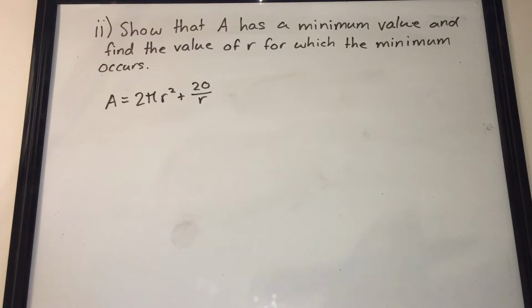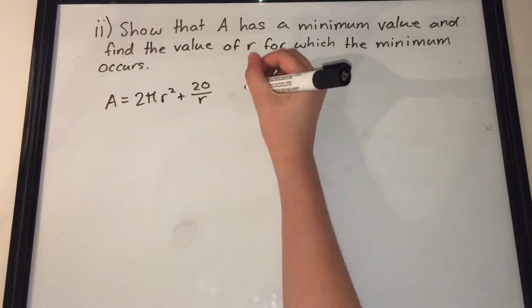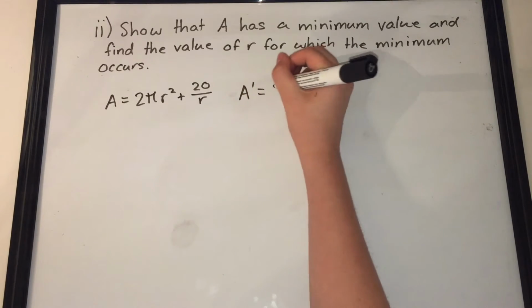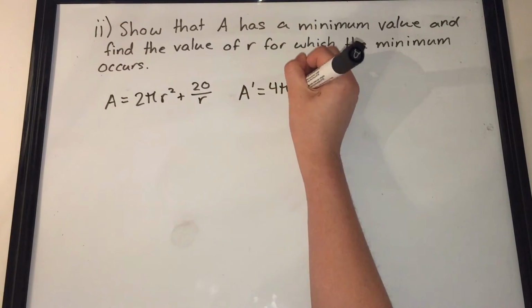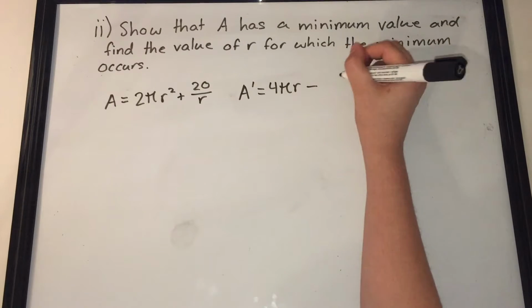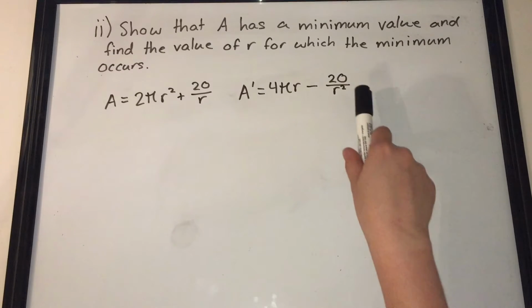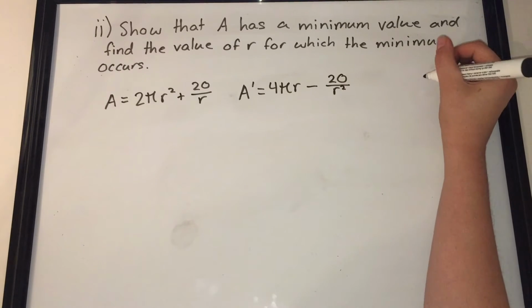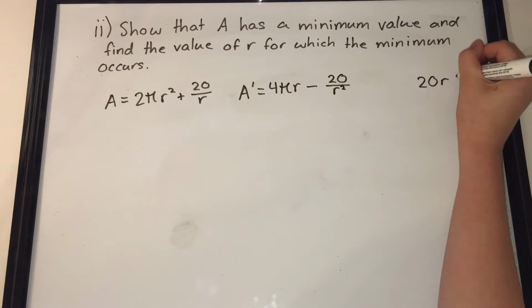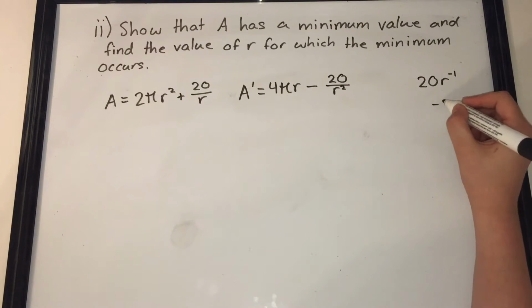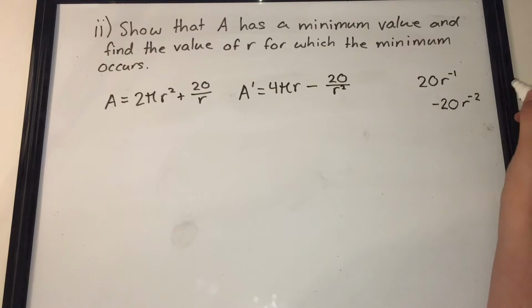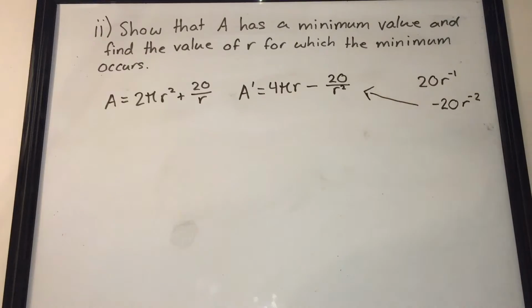In question II, we are to show that A has a minimum value and to find the value of r for which the minimum occurs. So for this, we're going to use the equation that we've just proven in the last question, and then we're going to derive this one. So that will equal 4 pi r minus 20 over r squared. This one comes from the 20 r to the minus 1, just moving the r to the top, and then I derived from there and put it back underneath.